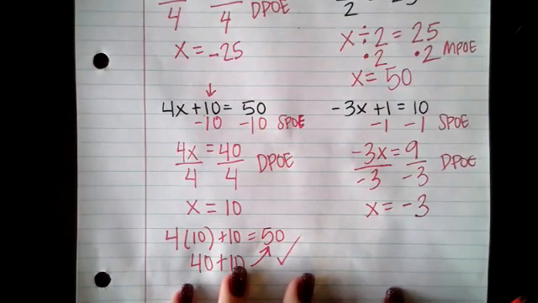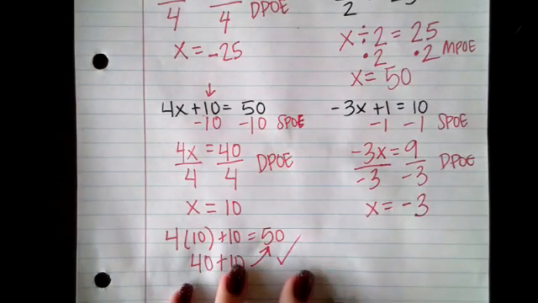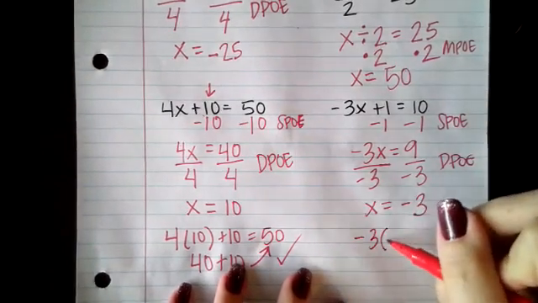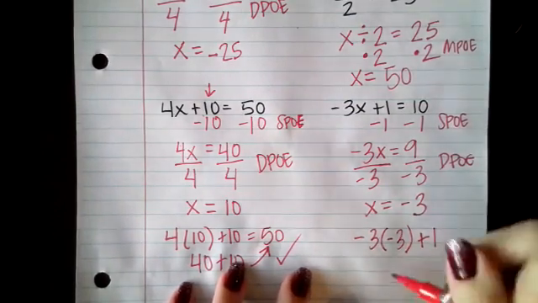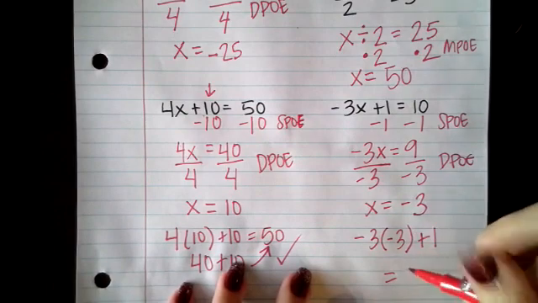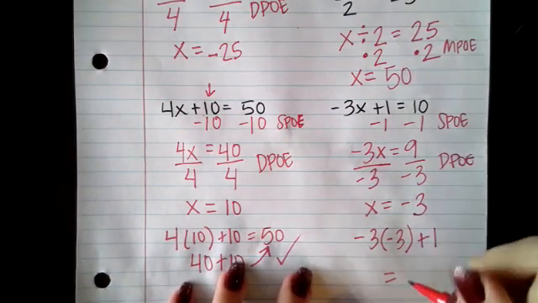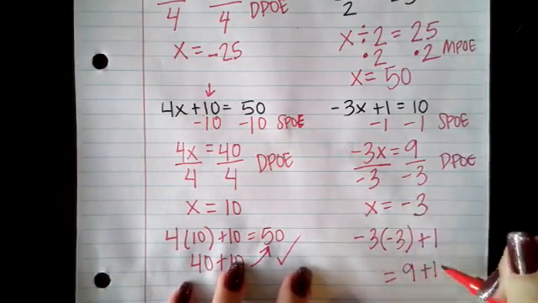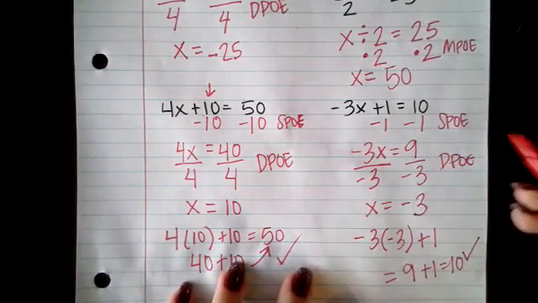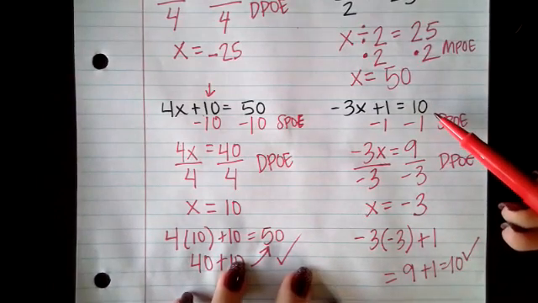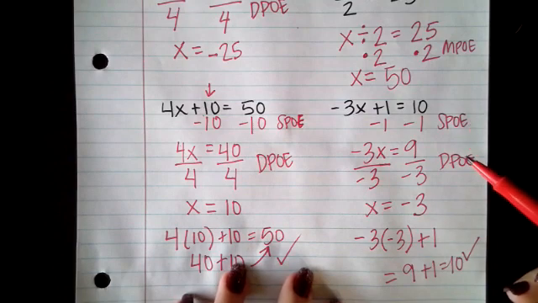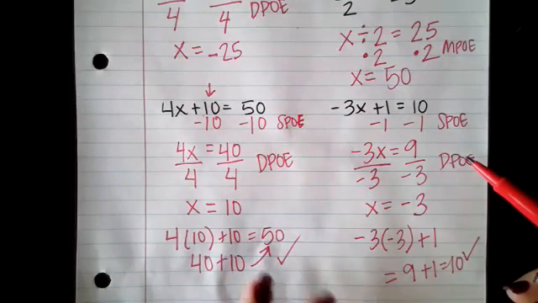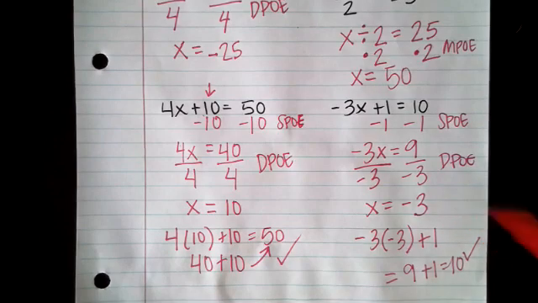And again, I can go back and check my answer. So I can plug in negative 3 times negative 3, since that's what I got for x, plus 1. I am checking to see, does this equal 10? Negative 3 times negative 3 is 9. 9 plus 1 equals 10, which is what the equation was set up as. And so in this case, again, I use the subtraction property of equality and then the division property of equality to figure out what x is equivalent to.